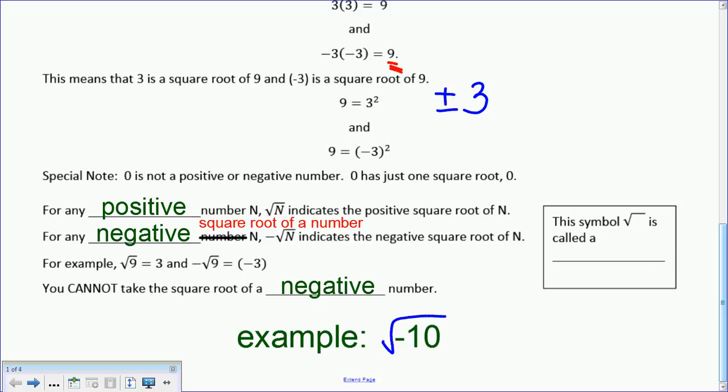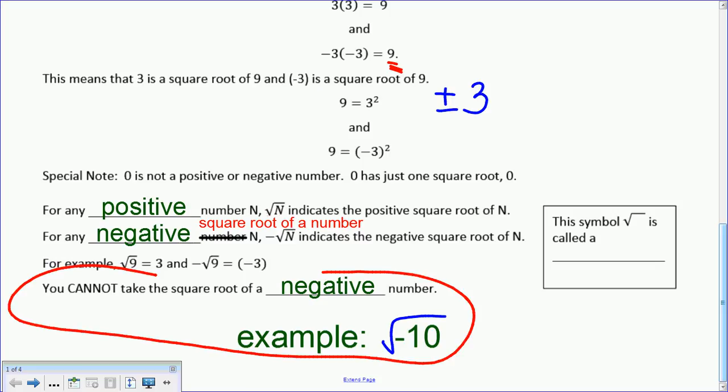3 times 3, negative 3 times negative 3. You can't take 3 times negative 3 because that's not the same number, right? So no two numbers will give you a negative number when you multiply them together, especially when they're supposed to be the mirror image of the same number. All right, so this right here is extremely important. You do not have the tools yet to figure this out. Is there an answer to this? Yes, but you're not ready for it.